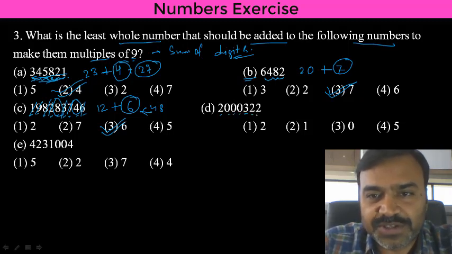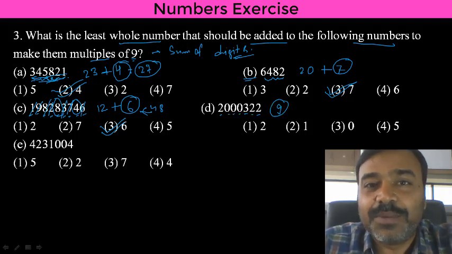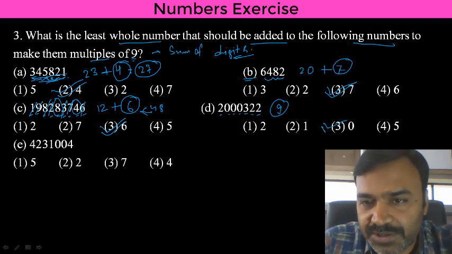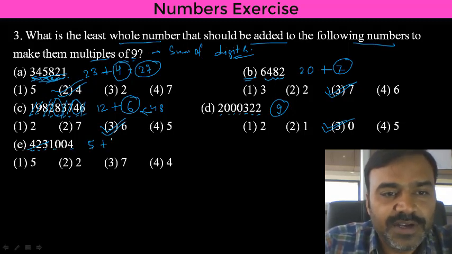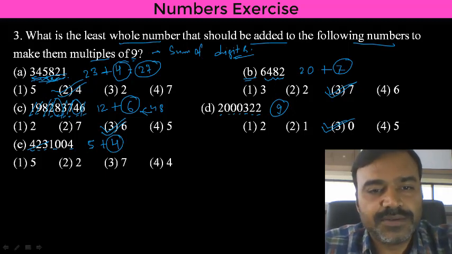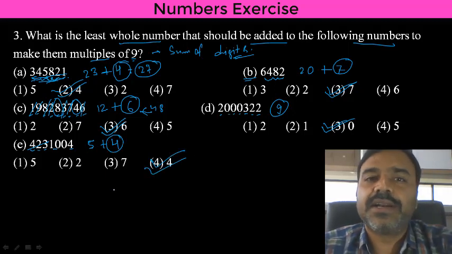So 5 plus 2, 7 plus 2, 9. It's already 9, already divisible by 9, so nothing to be added, 0. So answer is third option. Next one, 4 plus 2, 6 plus 3, 9. So remove it. Then 1 plus 4 is 5. Now what should we add to 5? We should add 4 to make it divisible by 9. So option fourth one is the correct answer.